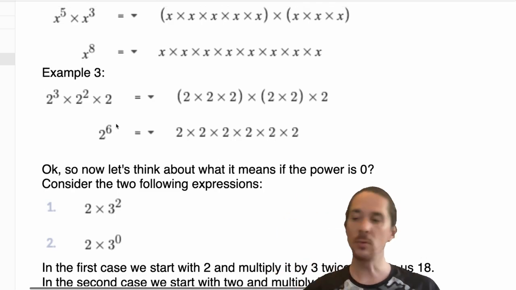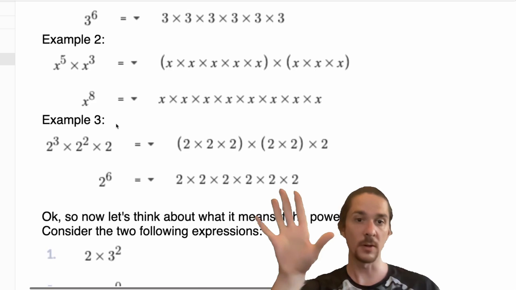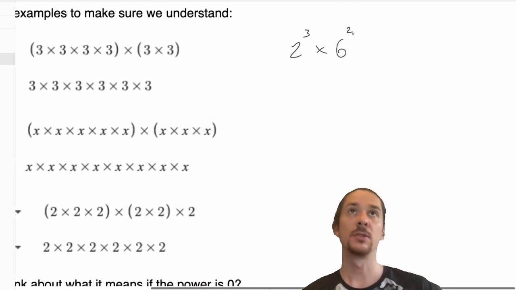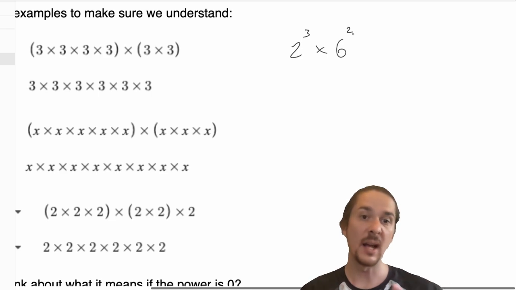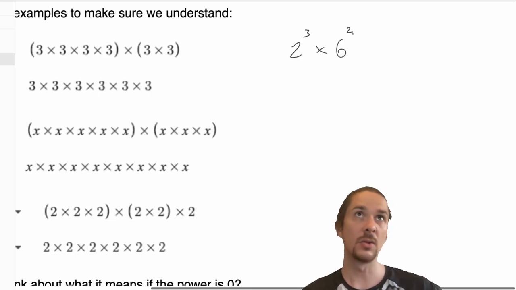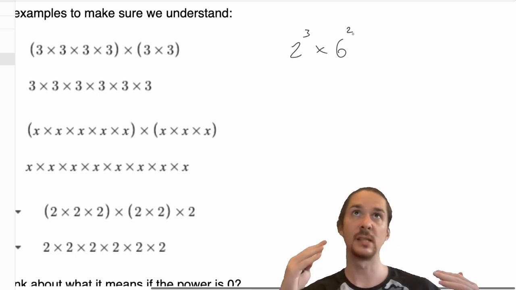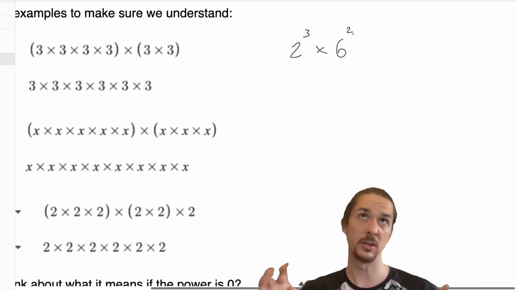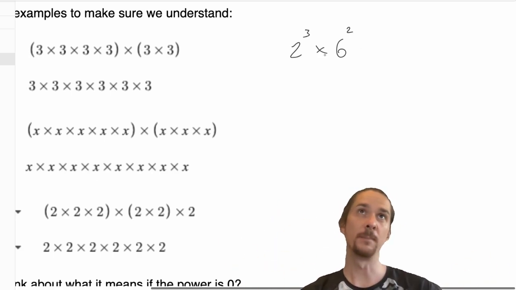Okay, we're going to move on to this question in a second, but first I want to give one more example. Because the base number is not the same, we cannot apply the product index law straight away. We can't just say it's 2 to the power 5 or 6 to the power 5. Neither of those is correct. But we can do something, and that is because 6 is 2 times 3.